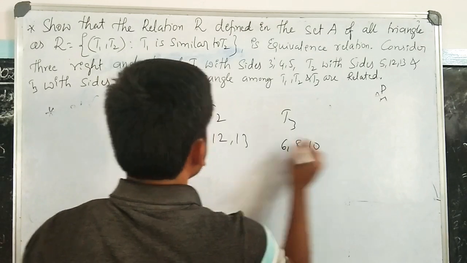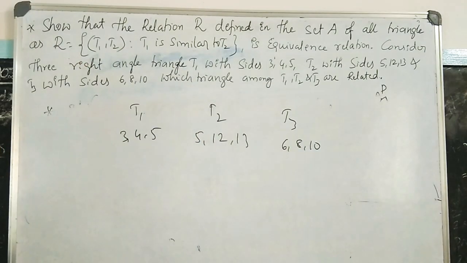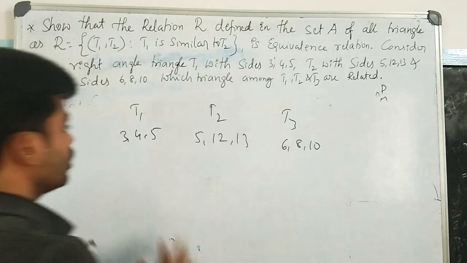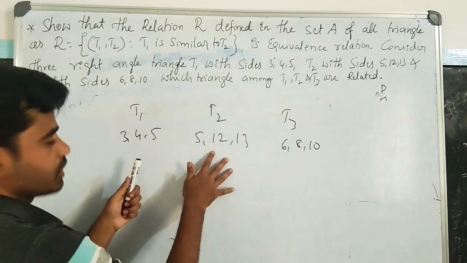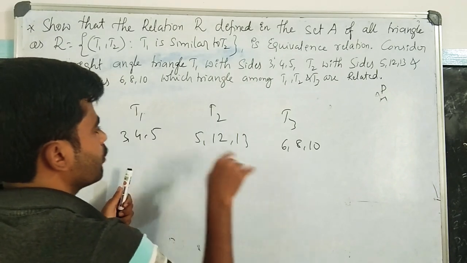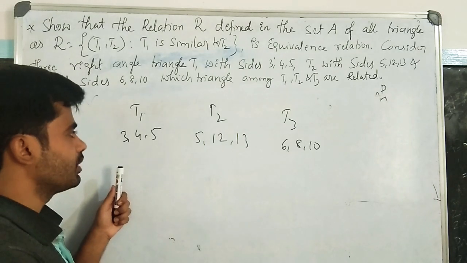Which among these are similar triangles? We have to show it. Now I will take a proportion of the corresponding sides. 3 by 5, it will not come to a nice ratio. 4 by 12, that is 1 by 3, it will come.